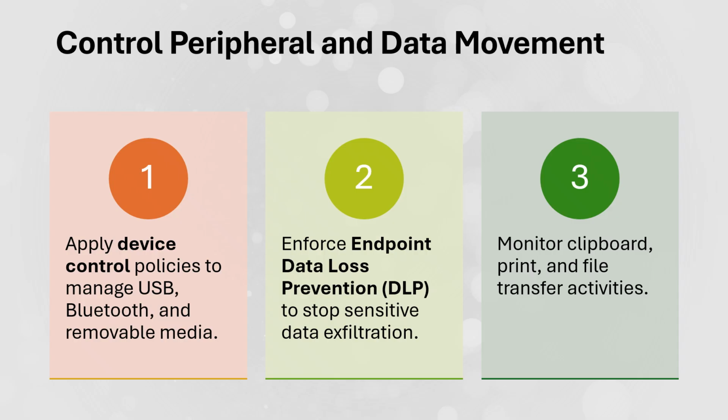Next, they should enforce endpoint data loss prevention, or DLP, to detect and block attempts to exfiltrate sensitive data, whether through local transfers, uploads, or external storage. Finally, organizations need to monitor clipboard, printing, and file transfer activities to ensure visibility into how data is being used and shared. These measures help enforce zero trust principles by protecting against insider threats and accidental or intentional data loss.